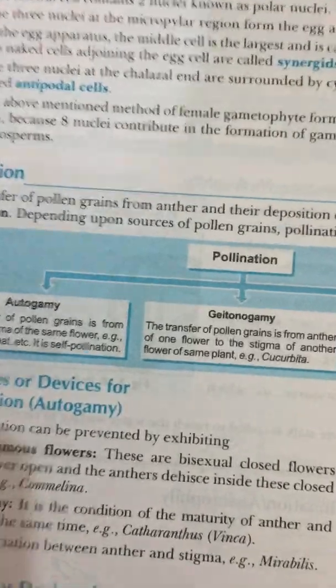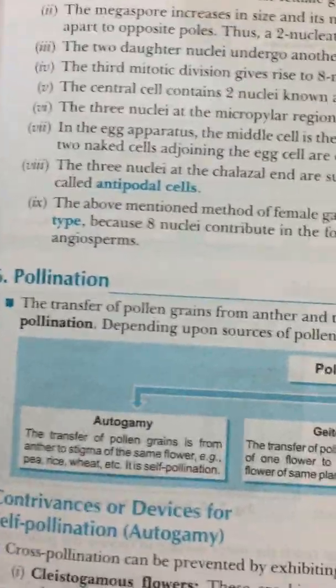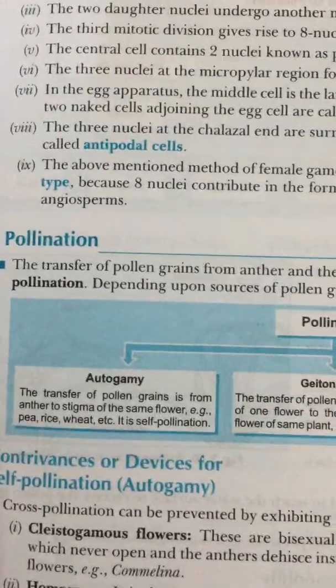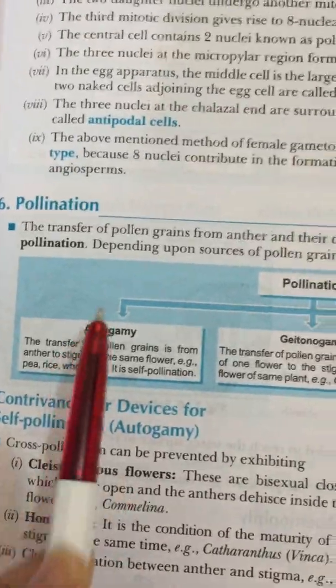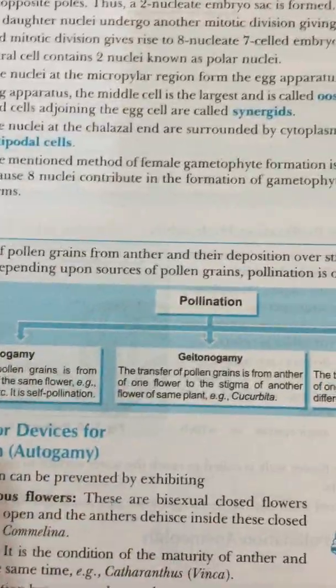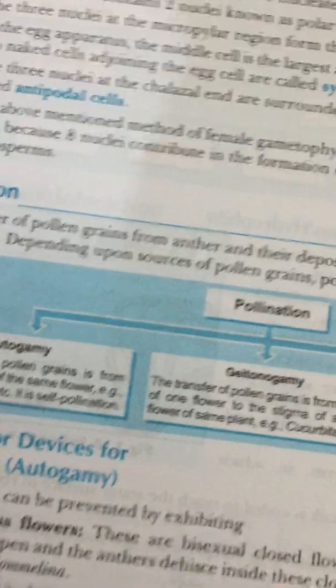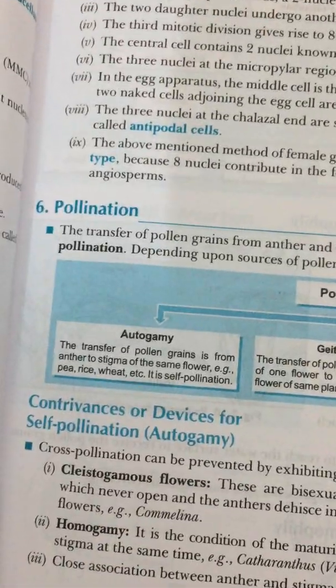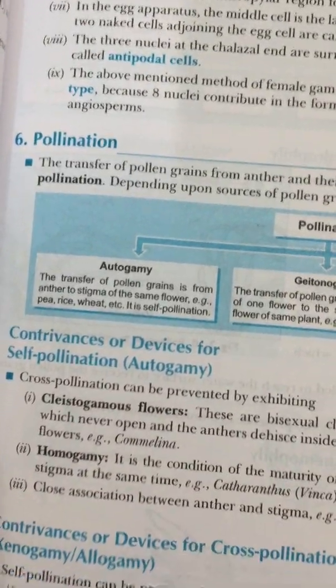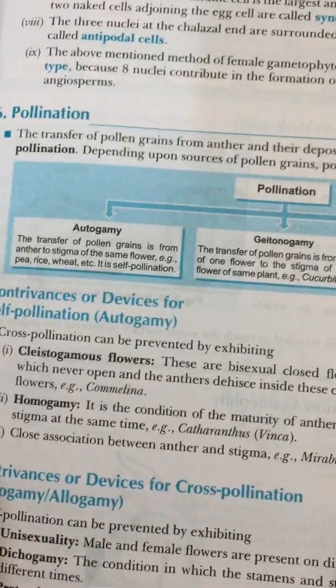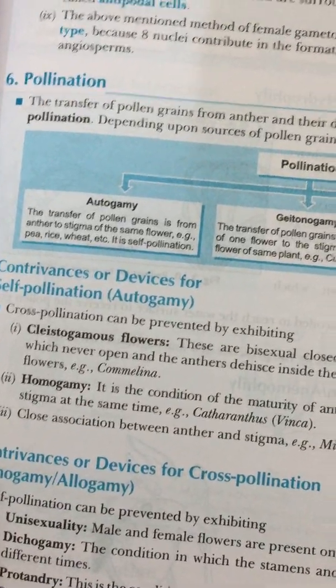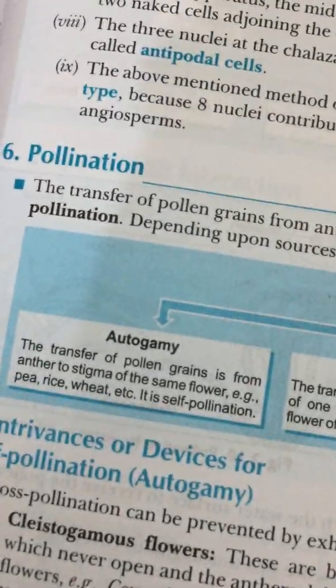Next topic is pollination. As you have learned, male and female gametes in flowering plants are produced in the pollen grain and embryo sac respectively. As both types of gametes are non-motile, they cannot move, they have to be brought together for fertilization to occur. So this is done by the process called pollination.